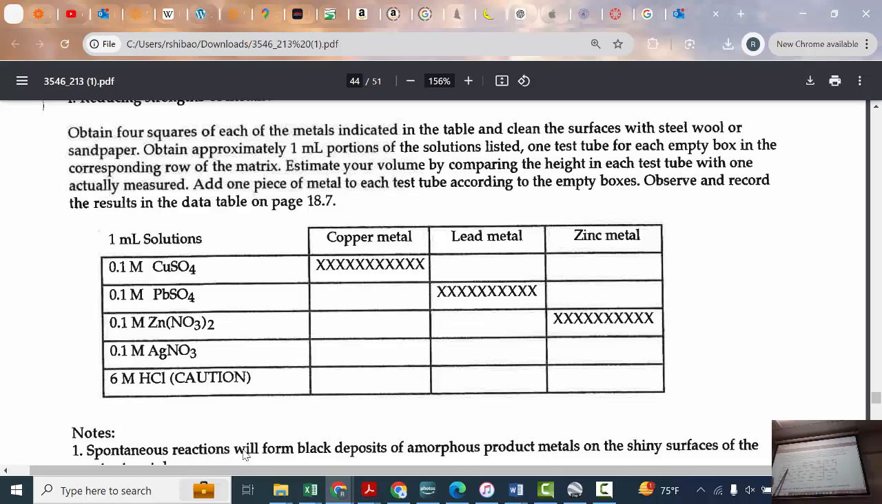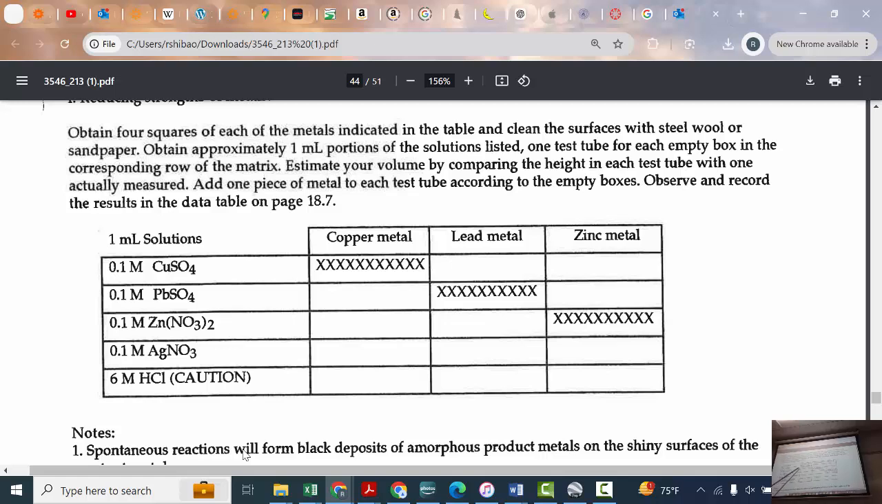The blue color of copper 2 is going to be replaced by a black furry precipitate consisting of tiny copper crystals plating onto the zinc. The zinc is going to be eaten away. Okay, we're going to skip the lead. Then we're going to do some of these others.